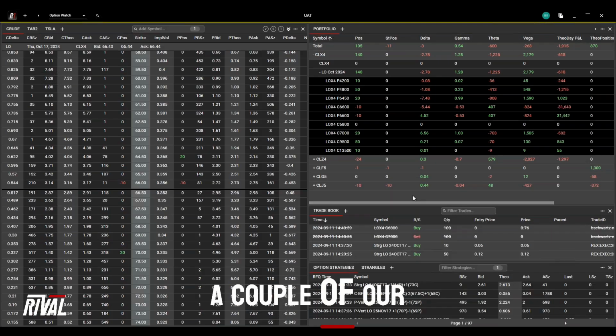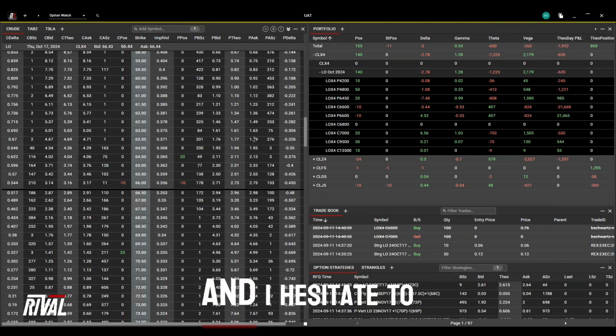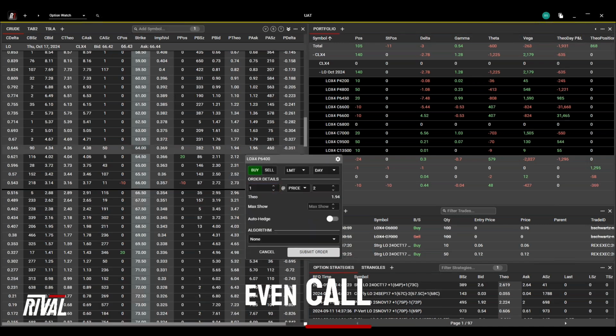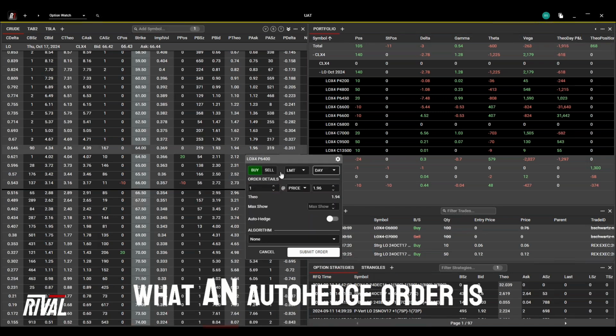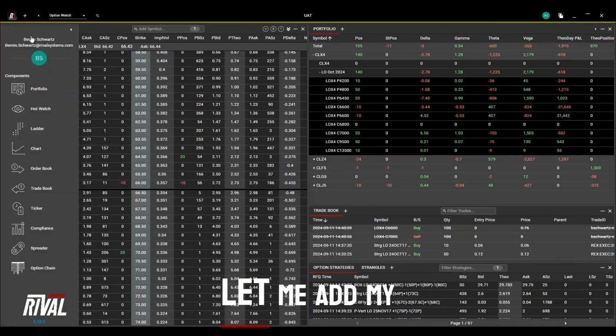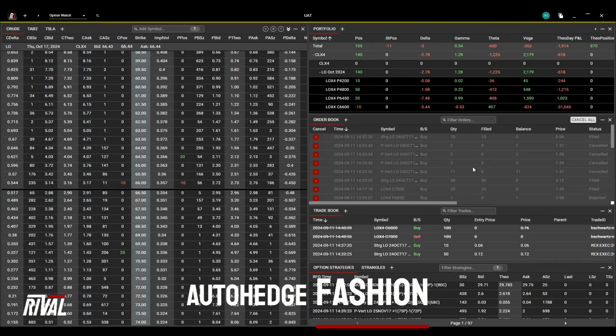Description of a couple of our option-specific algos. So the most common, and I hesitate to even call auto hedge an algo. I think a lot of people here are familiar with what an auto hedge order is. Let me add my order book in here so we can take a look at what this looks like in auto hedge fashion.